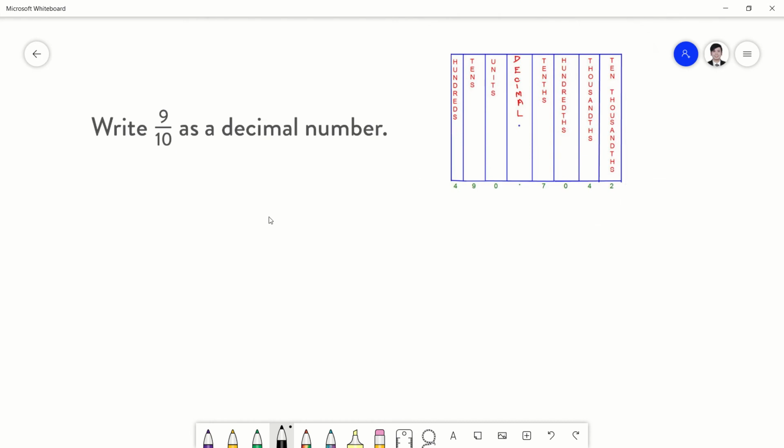Since what we have here is tenths, that means we can write it as 0. and the tenths place. So that means we will write 9 here. So that would be 0.9 or 9/10, because the 9 is in the tenths place value.